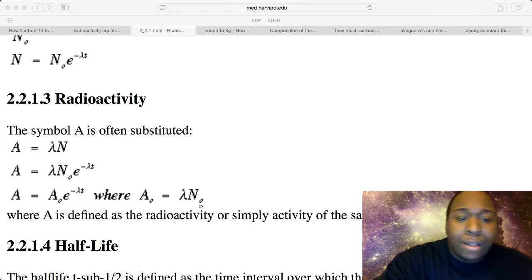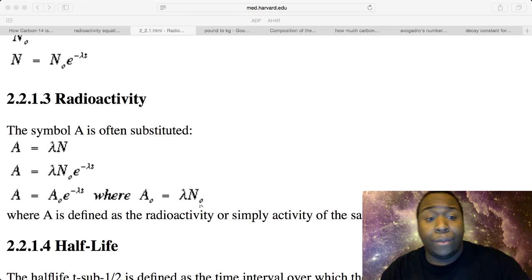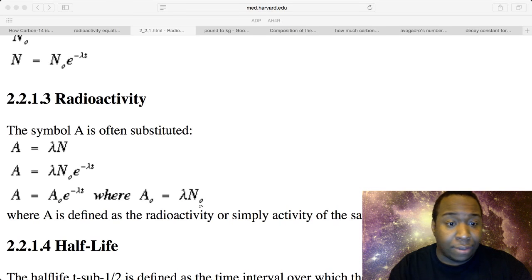All right. So we can take the very last equation that we see there, where A is equal to A sub 0 times e raised to the negative lambda t. In this case, we already know what lambda is. It's the decay constant that we just used a few minutes ago. And t in this case will be 2,000 years, which we need to convert to units of seconds. Let's quickly do that.